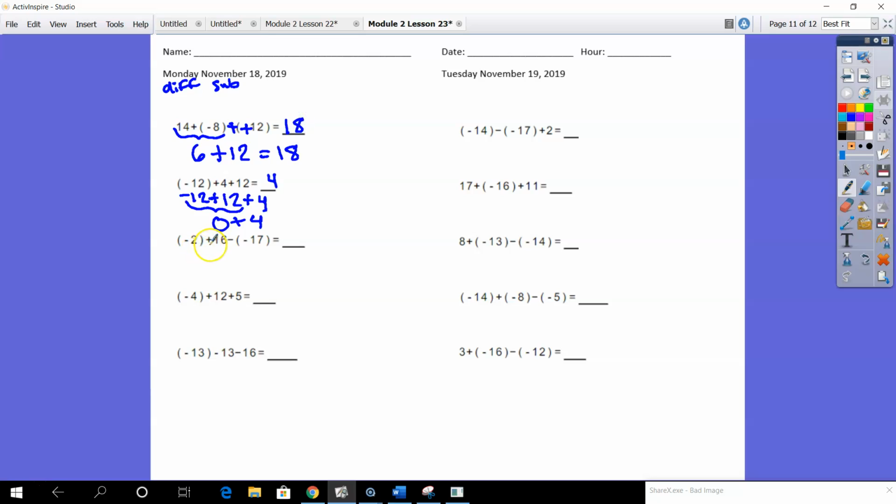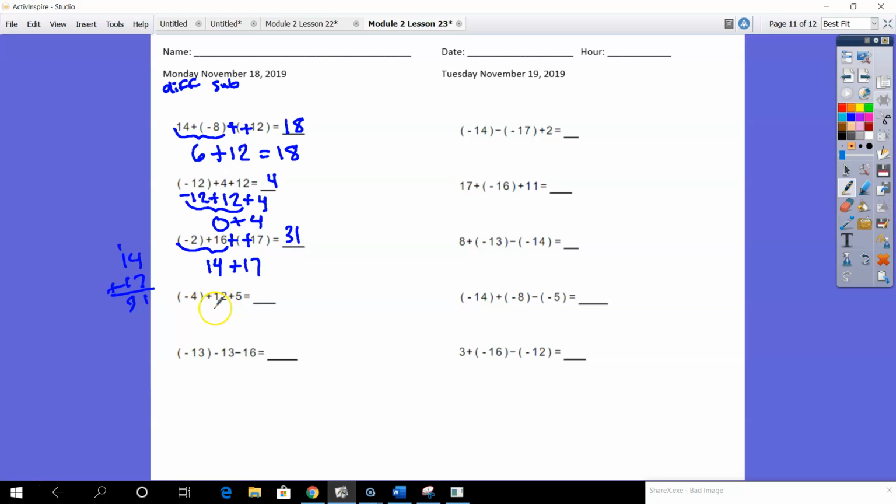Okay, so the next one I have addition and then I have subtraction. So let's change the subtraction to addition, change the negative to a positive, take the additive inverse. Okay, so we have negative 2 plus 16. So we're subtracting, so that gives us 14, and it's positive because the 16 is positive. And then 14 plus 17 gives me 31.